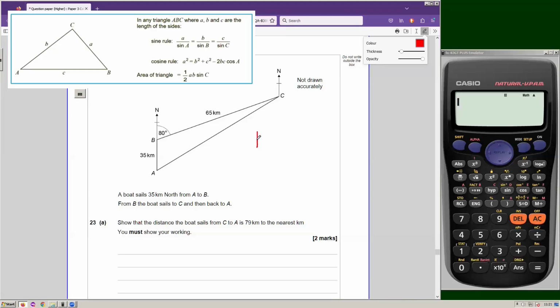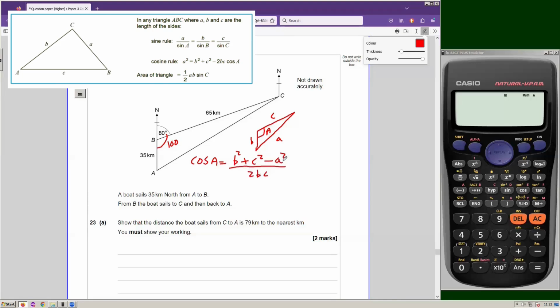I'll redraw it and label it as they normally do. A, B, C, and this is an A in there. If this is 80, this one's 100. So we can say cosine of A equals B squared plus C squared minus A squared all over 2BC.